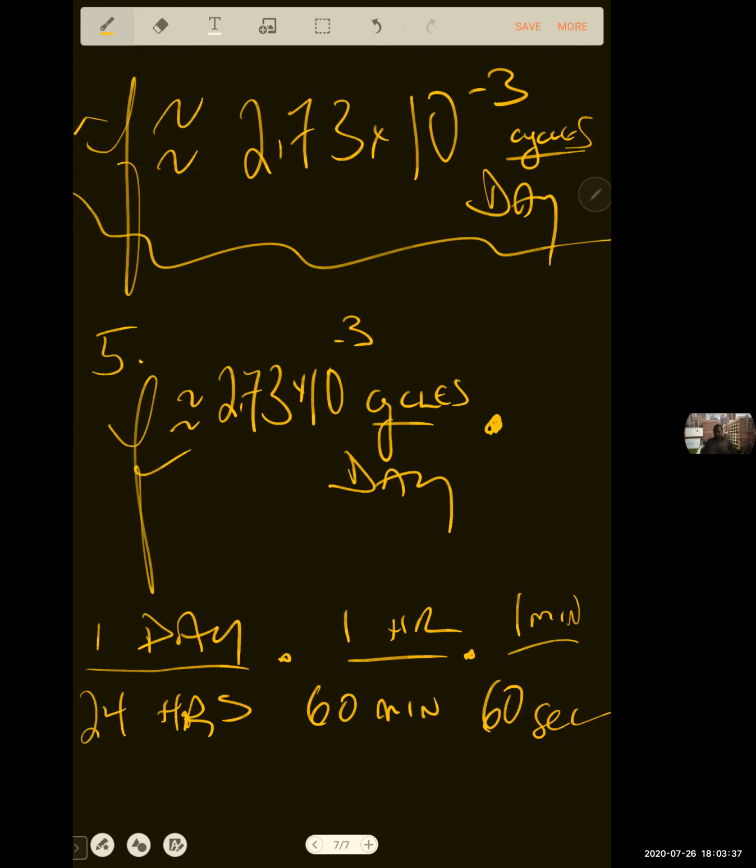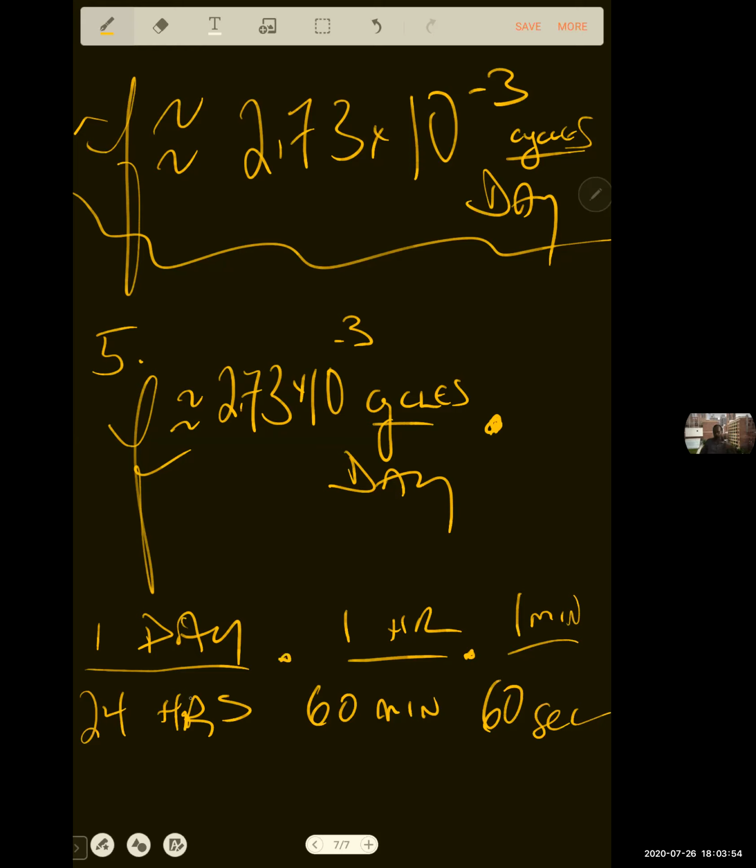But how? I always write it in a form that is equal to 1, right? Like 1 day is the same thing as 24 hours. So writing 1 day over 24 hours is like writing X over X or Y over Y or 7 over 7. It equals 1, right?